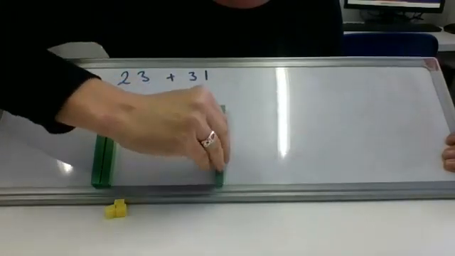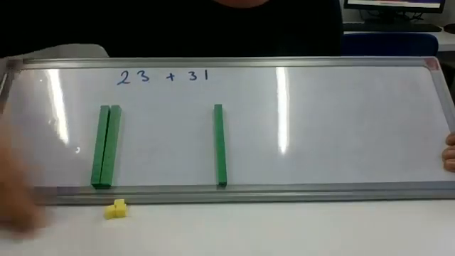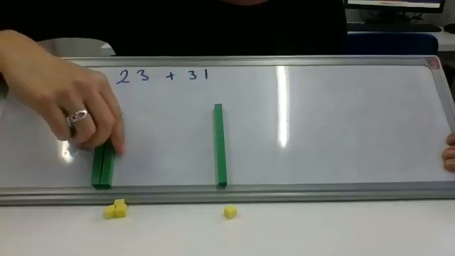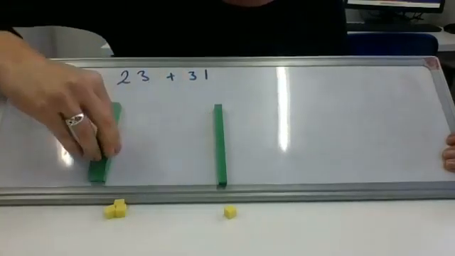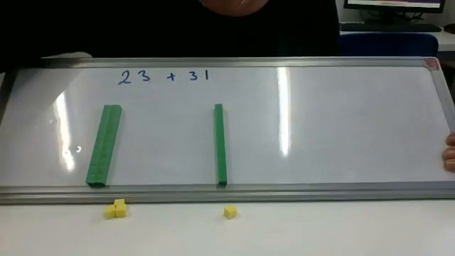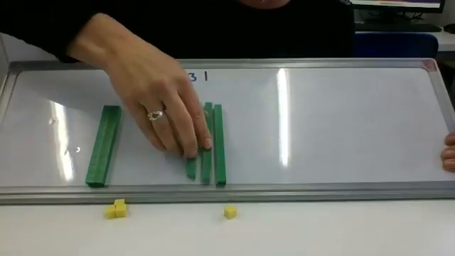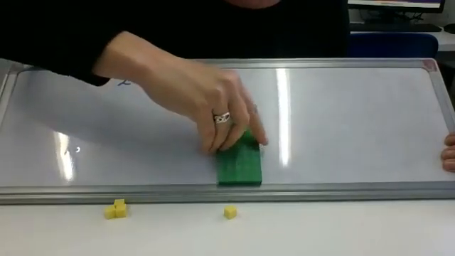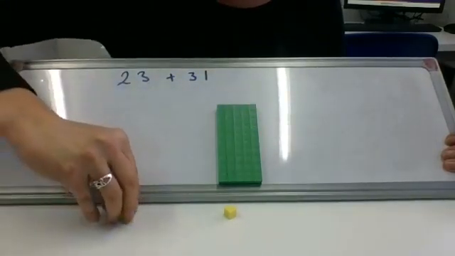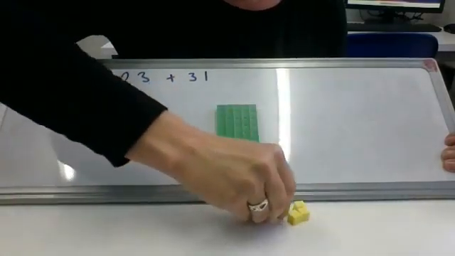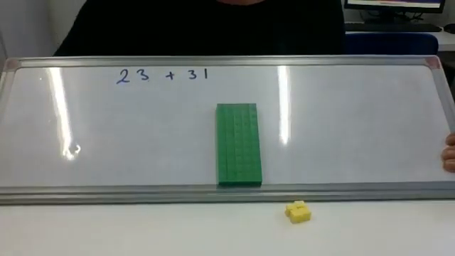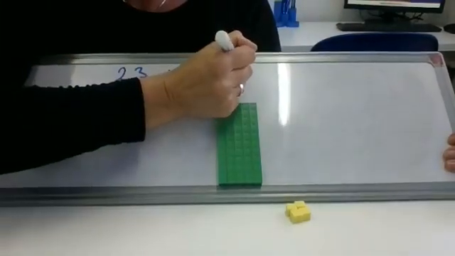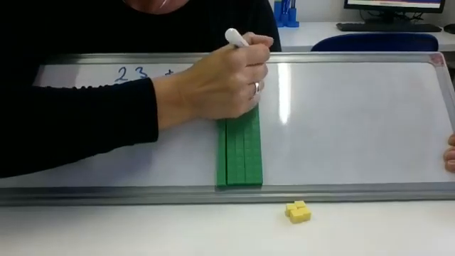30 and 1. And what we're going to say to each other is, we're going to add up the 10s first. So I'm going to add my 20 and my 30 first of all. 20 plus 30 gives me 50. And then I'm going to add up my 3 and my 1, which gives me 4. So now I have 54. So 23 plus 31 equals 54.